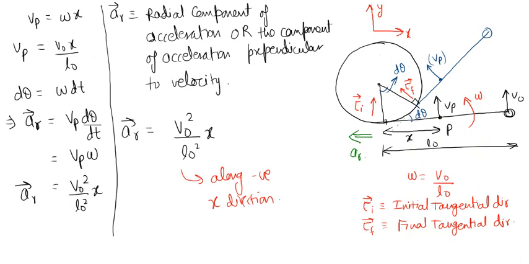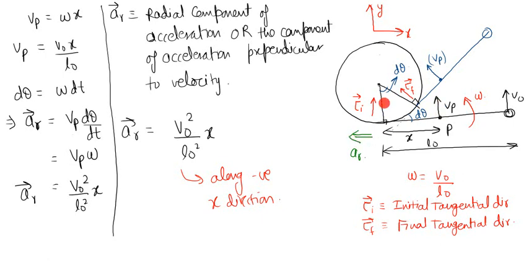Now this will be vp into omega. So the radial component of acceleration is v0 square by l0 square into x, which is vp into omega. The radial component of acceleration will be towards the negative x direction, because the particle is moving like this, so its radial component of acceleration will be towards this direction, which is perpendicular to the tangential direction.